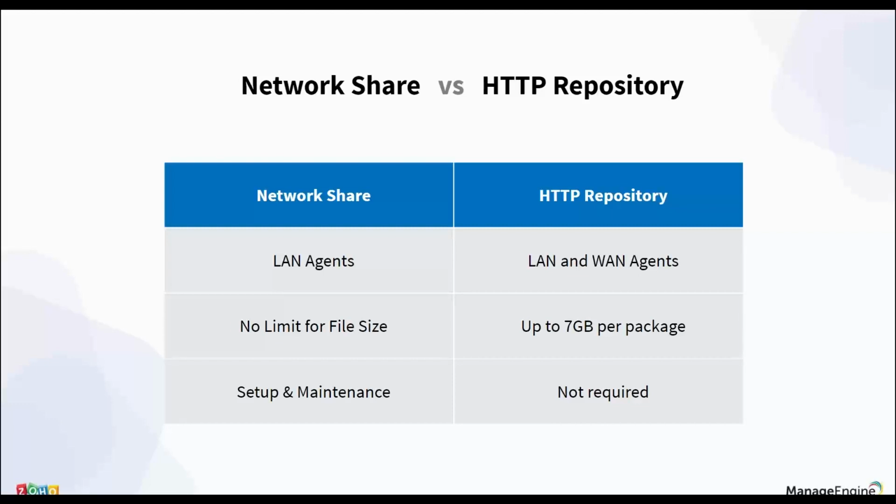And when you have a network share, we can deploy it, like I mentioned, only to those LAN agents. By that, we mean the endpoints that are communicating locally to the Desktop Central server. And with HTTP repository, we can overcome that. As mentioned, we can even make the wide area network agents easily communicate with it and get the respective software from it. And the setup and maintenance is something you need to be concerned about with the network share. So you need to ensure that the machine is up and running and the folder is not corrupted. There are lots of things we need to ensure there, but you don't have to worry about it when we talk about HTTP repository as well.